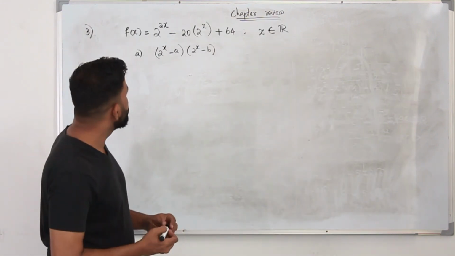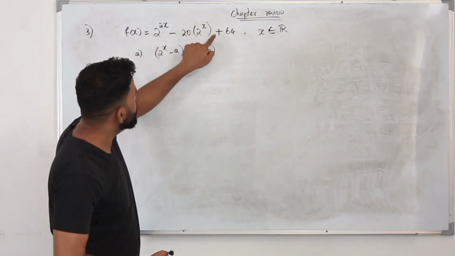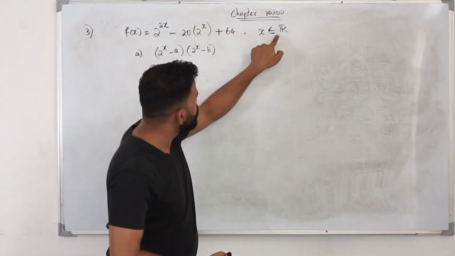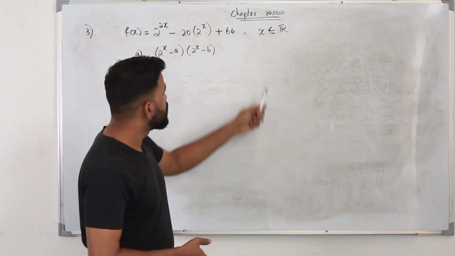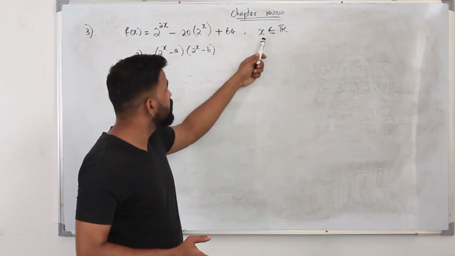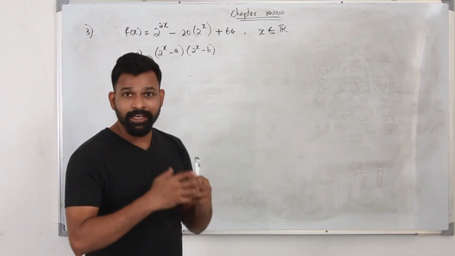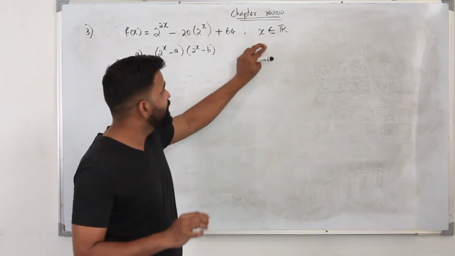Question number 3, you are given a function 2 to the power 2x minus 20 times 2 to the power x plus 64. X belongs to R. This R means set of all real numbers. So if you get a complex number, if you don't get a real number, that means a square root of a negative number, just ignore. Only take the real number.